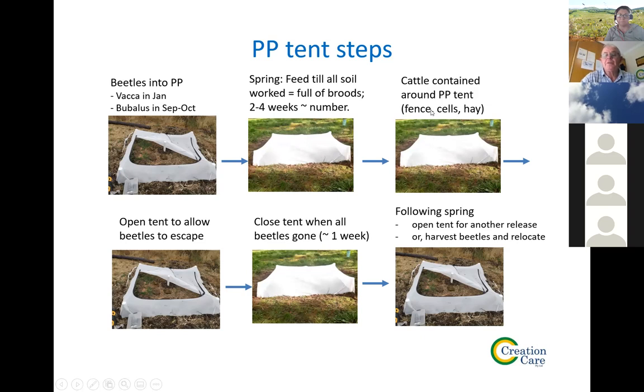But before you open the tent, make sure cattle are contained around the PP tent, either with a hot wire or in a cell grazing system, or put a bale of hay near the tent so the cattle are coming up, eating the hay, and they're pooing on the ground. And so there's poo all around.